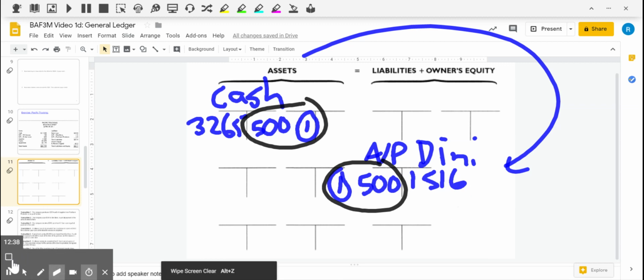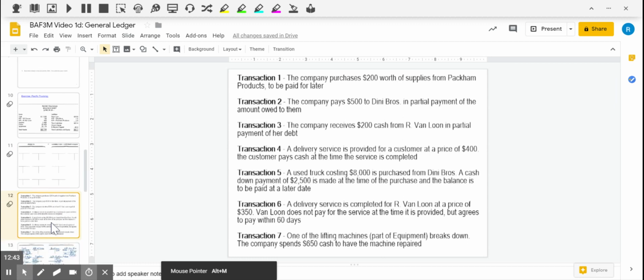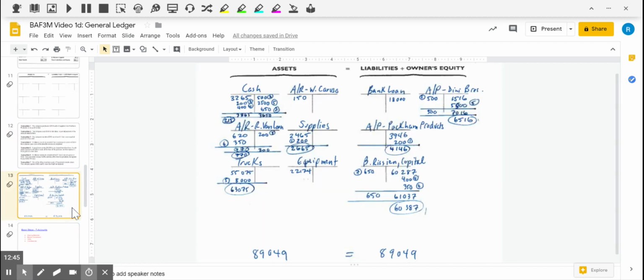Doesn't necessarily mean you did, but it's a good sign. So I won't go through all the other transactions. We're going to practice these in class, but that's basically how it works. Now, here's what the finished product will look like.